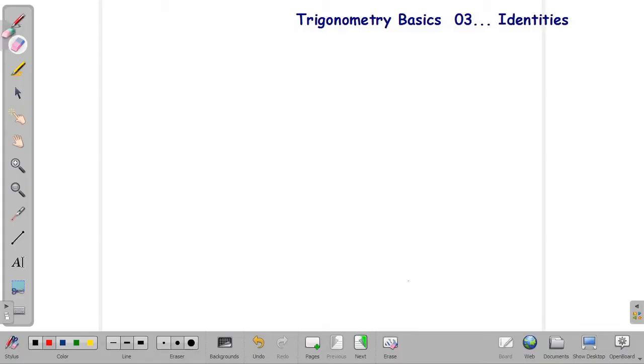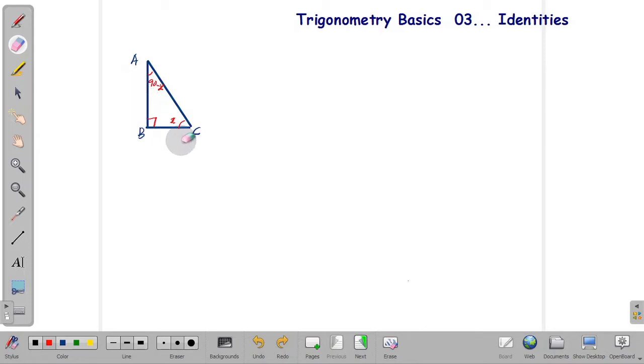We study certain identities of trigonometry today. Let us start with a right angle triangle ABC. This angle C is an acute angle and let it be X. Naturally, this angle A will be 90 minus X.